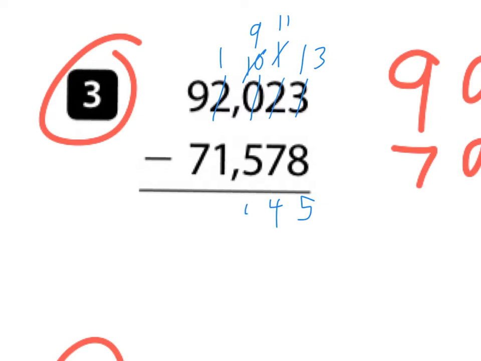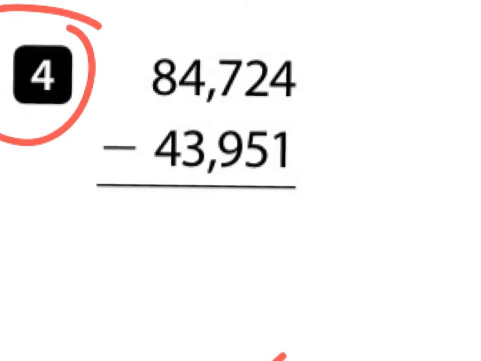11 minus 7 in my tens place would give me a difference of 4. My hundreds place, 4. My thousands place, my 10,000s place. The difference is 20,445.